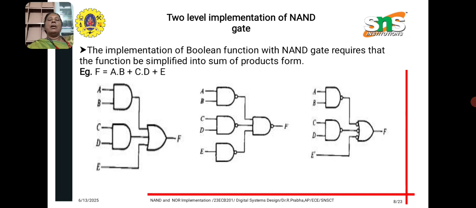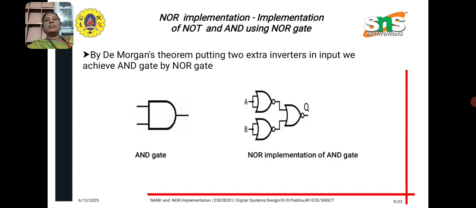Using NAND gates we can also obtain the same result. In the second diagram we use 3 NAND gates. The outputs of the 3 NAND gates are given to a single NAND gate, which gives the original output as we obtained in the previous diagram. The third diagram also gives the same result, f equal to AB plus CD plus E. In this, the 3 outputs of the second diagram are given to a 3-input OR gate. This also gives the same function f equal to AB plus CD plus E. In this way we can implement any Boolean function using only NAND and also NOR gates. This is the 2-level implementation of NAND gates.